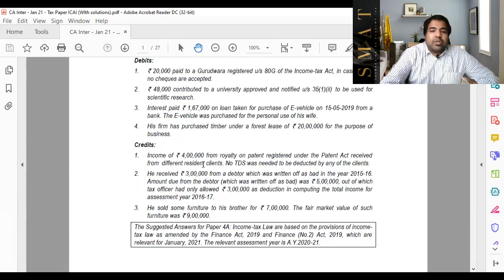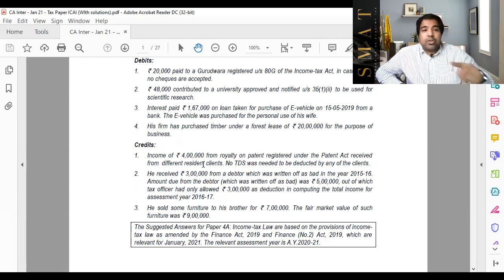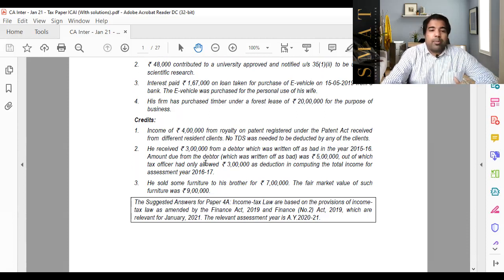He sold some furniture to his brother, guys. He's manufacturing furniture, so he can sell it to his brother also. 48.2 is only for expenditure, not for sale. So selling to the brother, no problem of 7 lakhs. Sales is not a problem. Only if it was an expenditure, this would have been a problem.